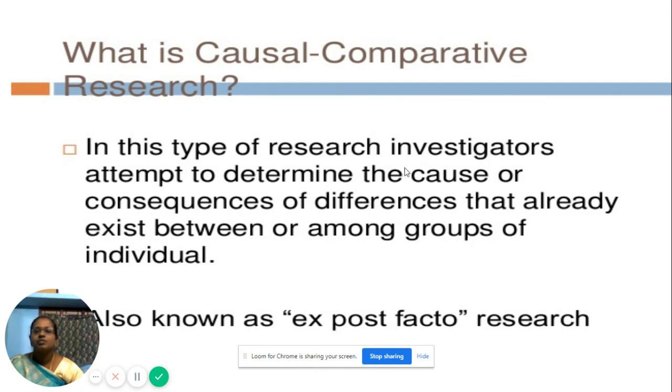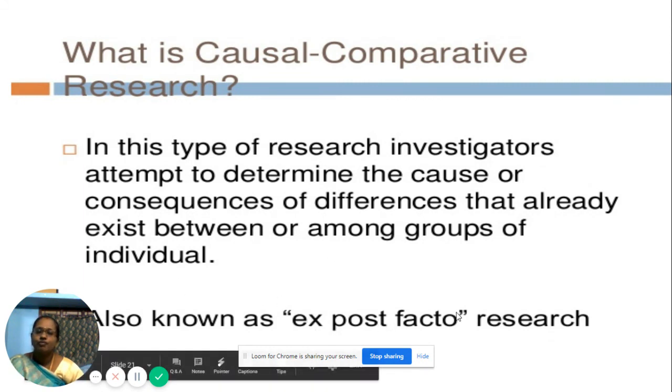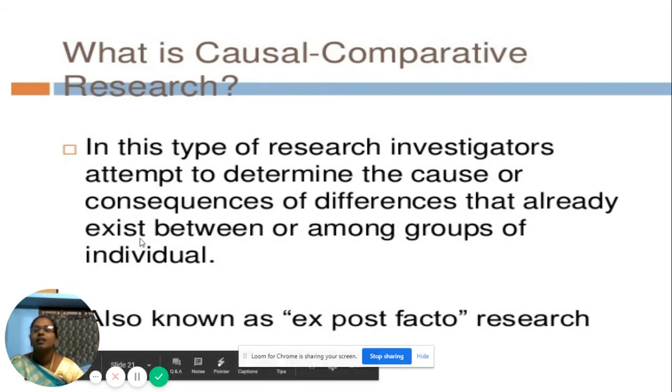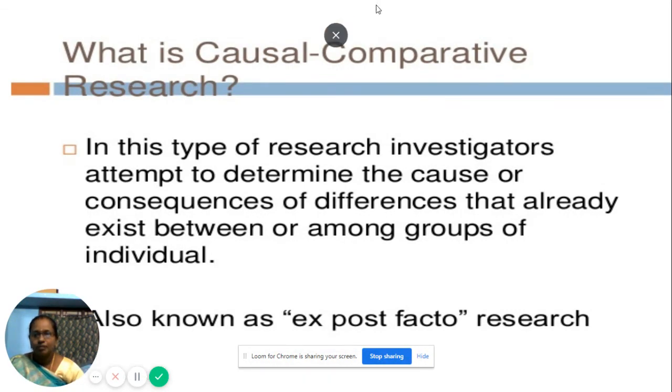This type of research attempts to determine the cause or consequence of differences that already exist between or among groups of individuals. It is also known as ex post facto research. Girls, it's a very important short question. Define ex post facto. Already two variables are in that particular text. Two important variables are there. After that, you have to find out why those two variables have been used in that particular content. That type of research is known as comparative research.